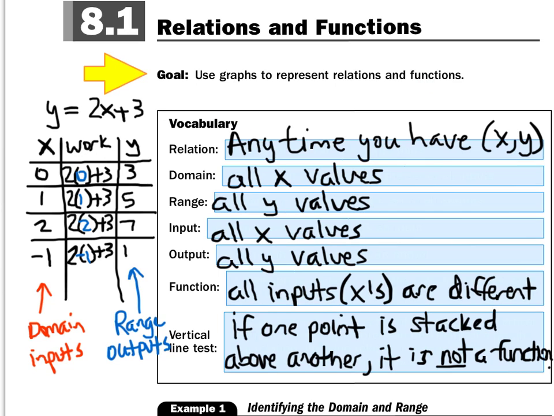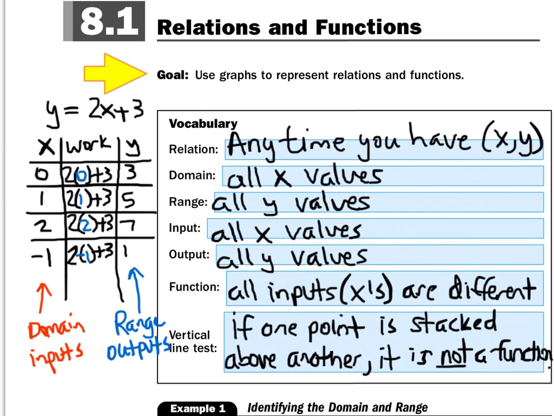So a lot of vocabulary here. A relation is any time you have an ordered pair, like remember when we did x, comma, y. So anytime we're comparing an x value with a y value, that's called a relation. A domain would be all of the x values. Range, all of the y values. If I call them inputs, I'm talking about all of the x values. If I'm calling them outputs, I'm talking about all of the y values.